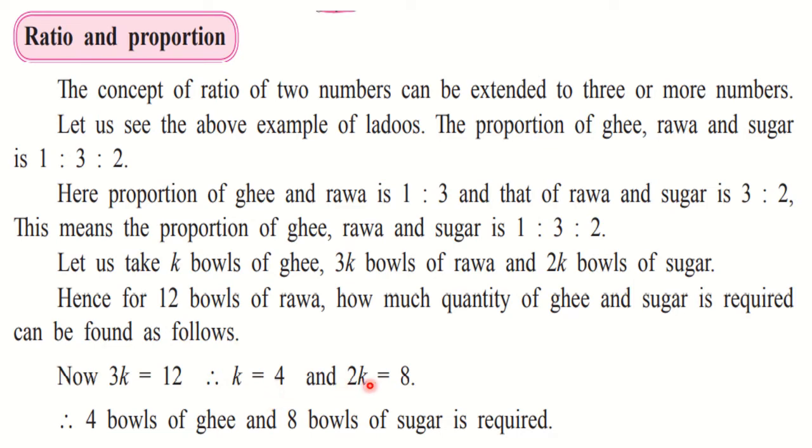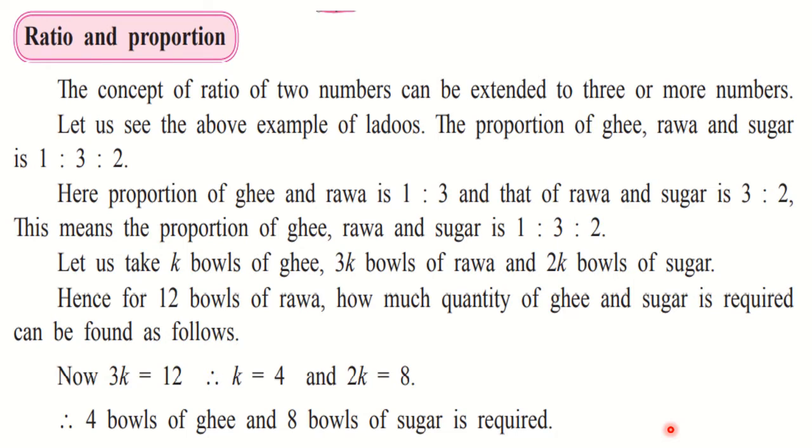From that we can say that if we want the quantity of sugar, we have to multiply this 2 by 4. So 2 fours are 8. So we will require 8 bowls of sugar, and ghee has only 1k, meaning only k. So k is 4, and we will require 4 bowls of ghee. So this way, if the ratio or the proportion is given to us, and if we know one quantity, we can find the remaining quantities.